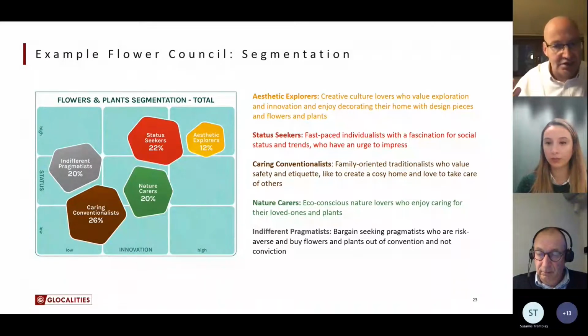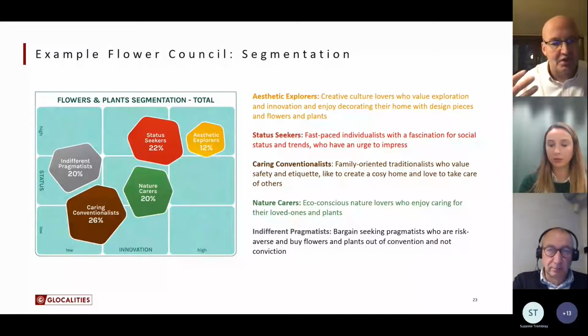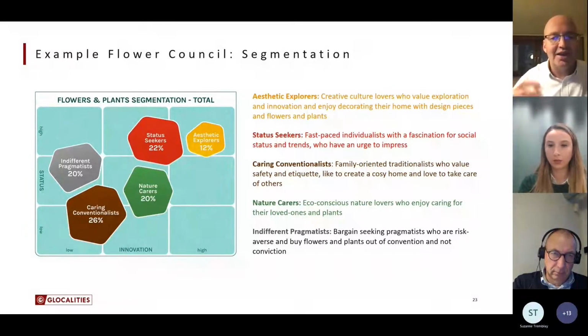You have the status seekers, so they're similar to the challengers, fast-paced individualists with a fascination for social status and trends and an urge to impress. You can imagine they buy different types of flowers to impress. Think of more expensive flowers, more mainstream flowers. Caring conventionalists, so family-oriented traditionalists who value safety and etiquette, like to create a cozy home and love to take care of others. And the nature carers, so eco-conscious believers who enjoy caring for their loved ones and plants.